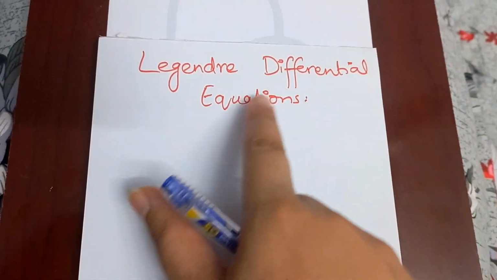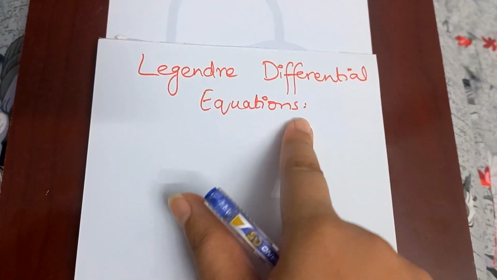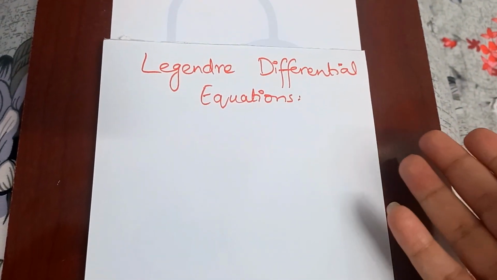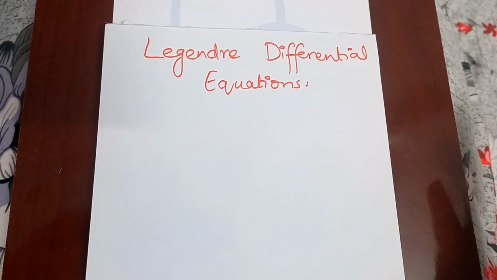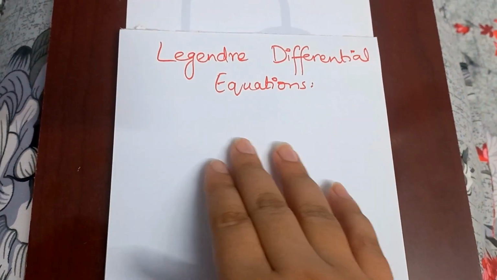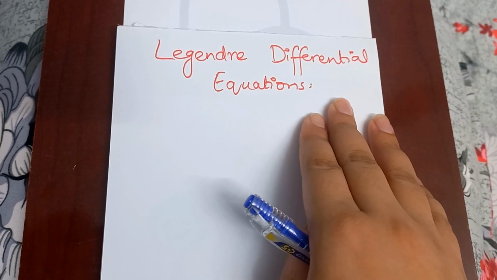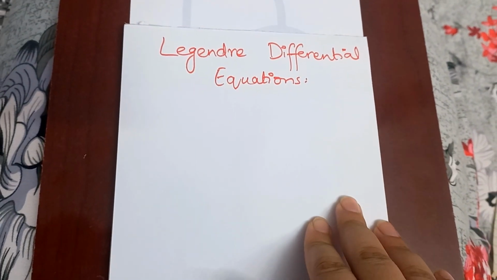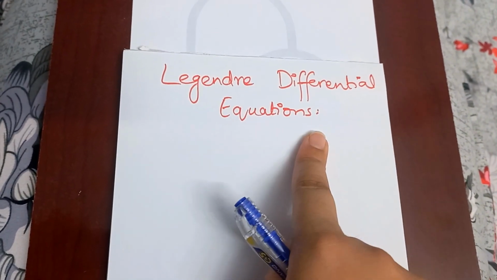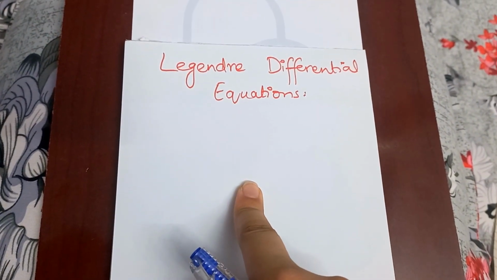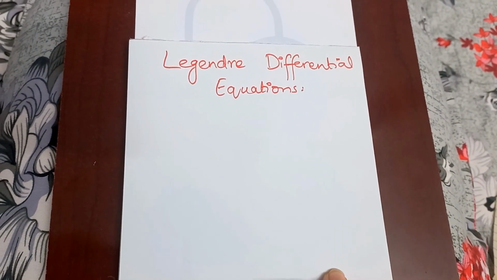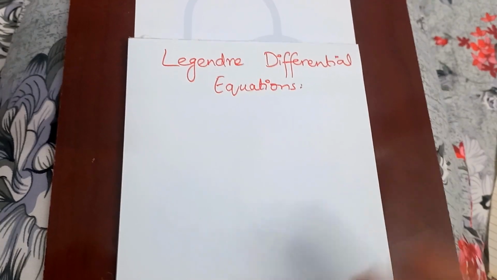If the differential equation is the Legendre differential equation, its solutions will be called Legendre polynomials. If the differential equation is, for example, the Hermite differential equation, then its solution will be Hermite polynomials. These are special differential equations and the solutions are special functions, and we give them special names. It could be Legendre differential equations with Legendre polynomials as their solutions, and Bessel's function and so on.